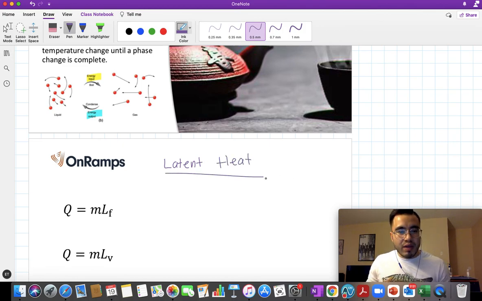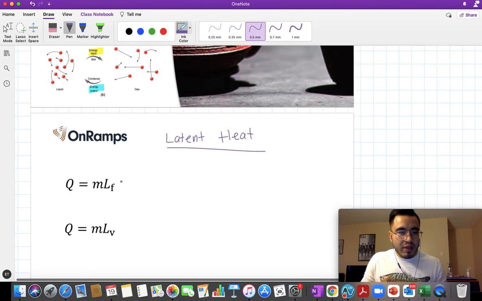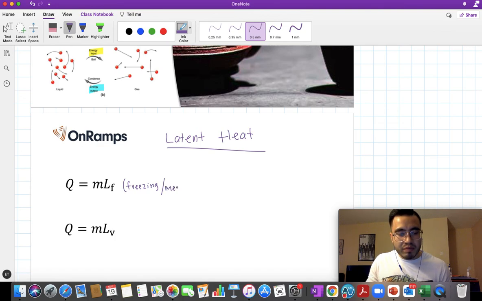There you go. Now, we have two equations. One of them is for fusion and vaporization. The one for fusion applies for freezing and also melting. The only difference is this number, L sub F, this latent heat of fusion, will have a different sign when you're talking about freezing something, and the opposite sign when you talk about melting. So one will be positive, one will be negative.